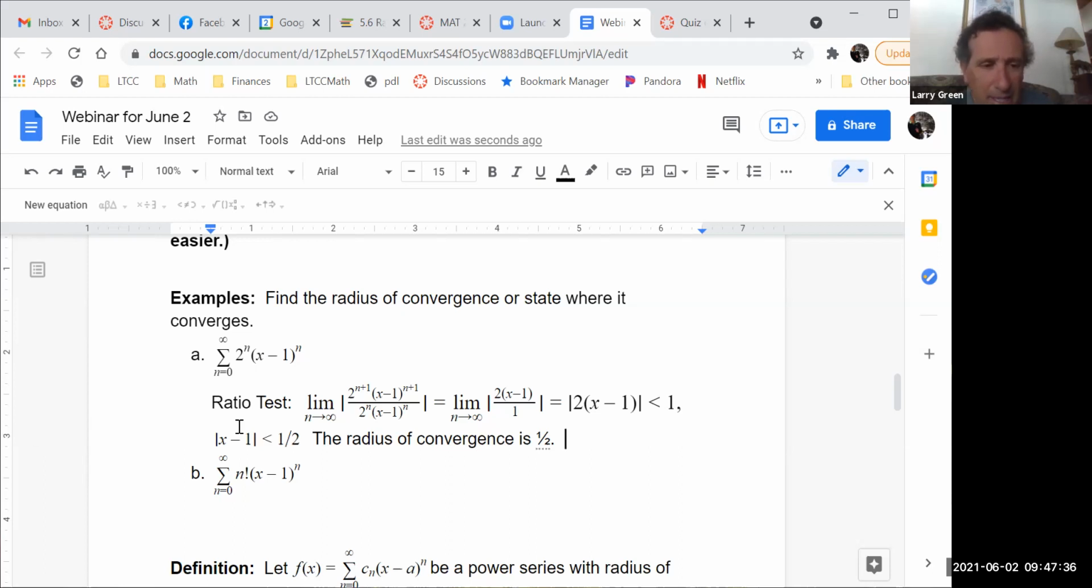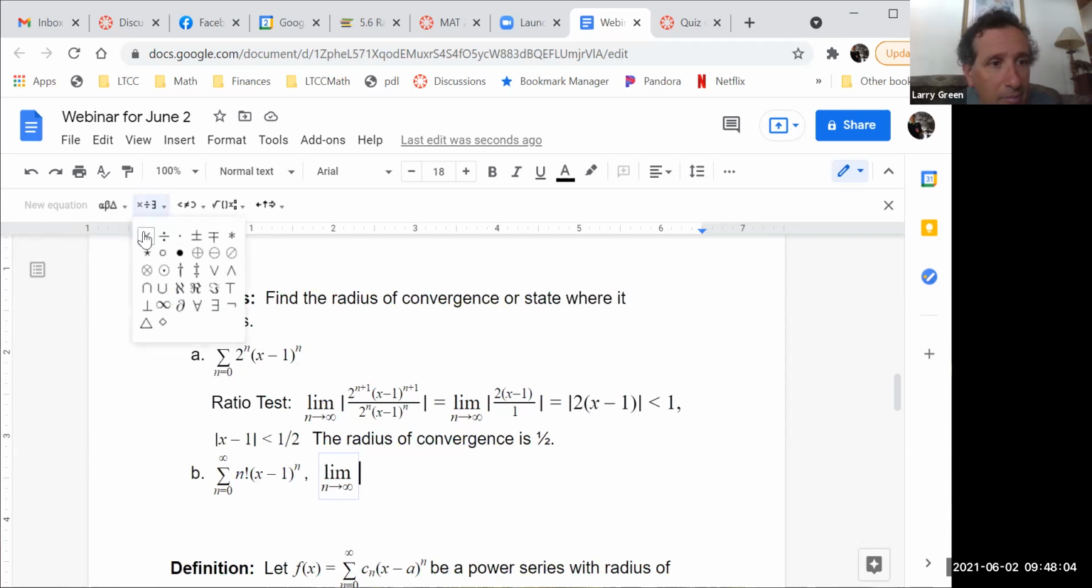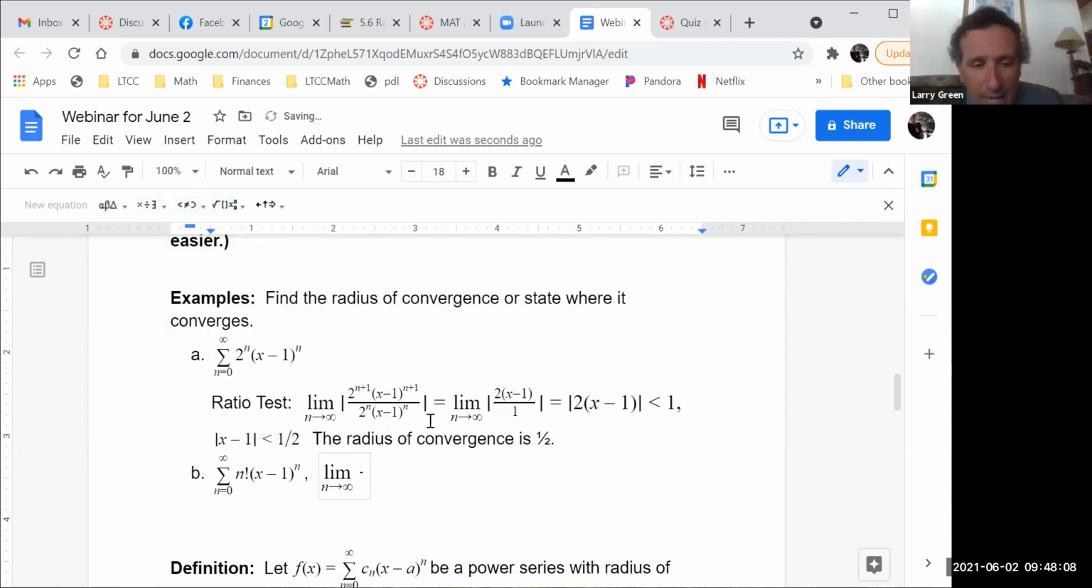Okay, what about part B? The summation n equals 0 to infinity of n factorial x minus 1 to the n. What do we do? Yeah, same thing, ratio test. So we take the limit as n goes to infinity. And again, the numerator and denominator. The top, we're going to have an n plus 1 factorial. Then we're going to have an x minus 1 to the n plus 1. And the bottom, we're going to have an n factorial. And then we're going to have an x minus 1 to the n.